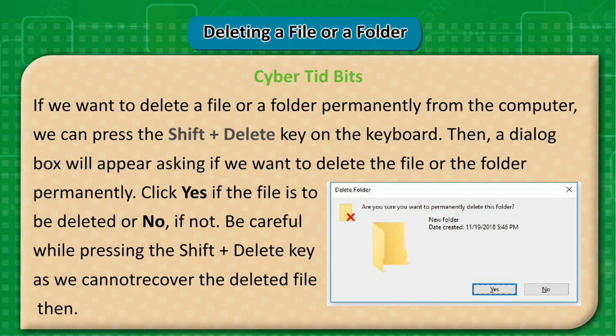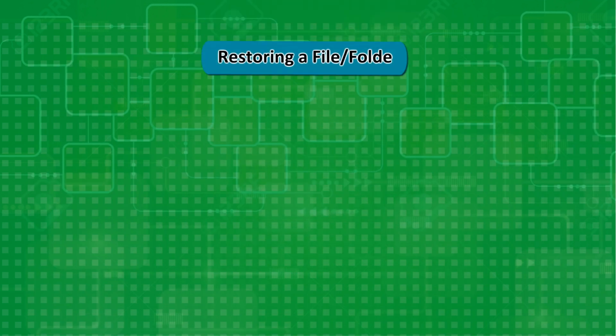Cyber tidbits. If we want to delete a file or a folder permanently from the computer, we can press the Shift+Delete key on the keyboard. Then, a dialog box will appear asking if we want to delete the file or the folder permanently. Click Yes if the file is to be deleted or No if not. Be careful while pressing the Shift+Delete key as we cannot recover the deleted file then.